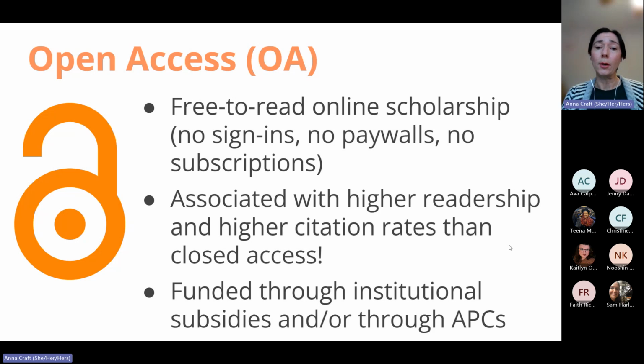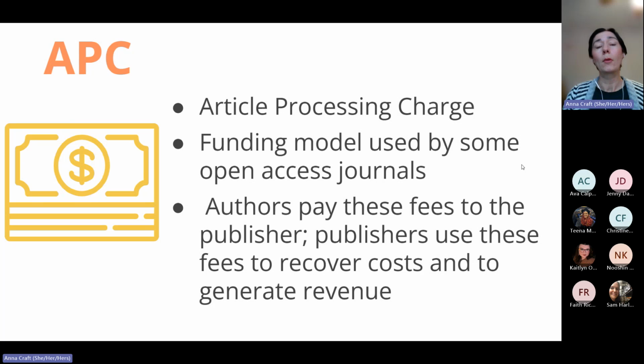But sometimes these journals are funded through APCs, or article processing charges. This funding model is common with open access journals, and it shifts those costs to the authors. The authors are paying this charge, or maybe their grant funder or their institution. The publishers use this money to recover their costs and in some cases generate revenue. So it's good for readers, but it's less good sometimes for authors.